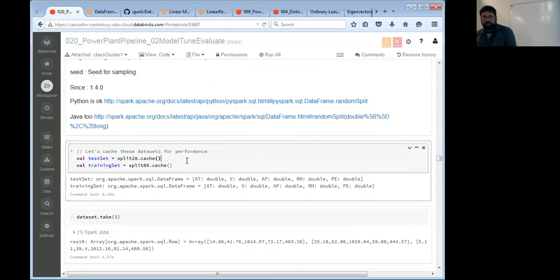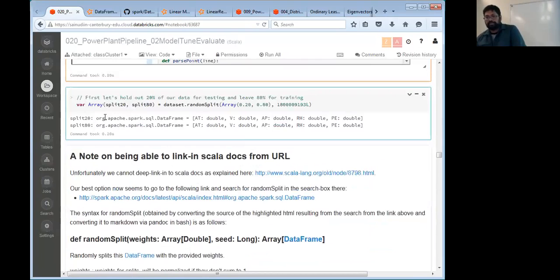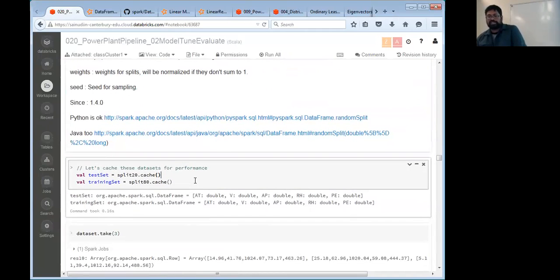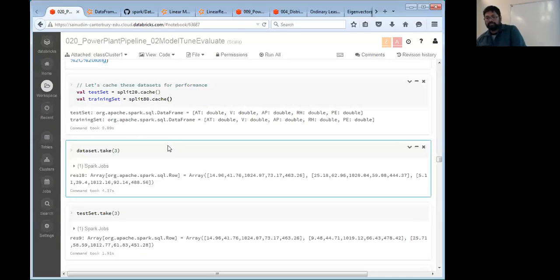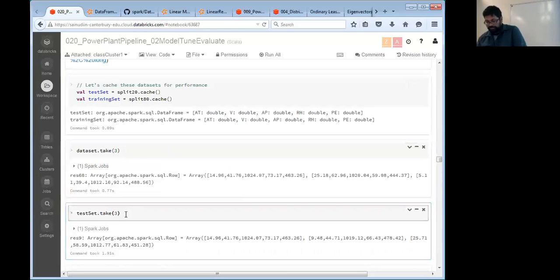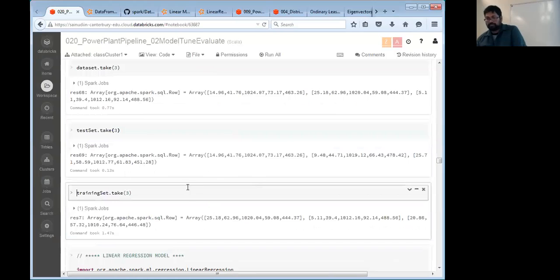So now what I'm going to do is have a train set and a test set. The split 20 was the data frame I just made, and split 80 is the other one. I'm going to call my split 20 the test set and my split 80 the train set. I'm going to cache it because I'm going to reuse it. Then if you want, I can just look at the top three and see how it looks. I can see that these are just arrays.